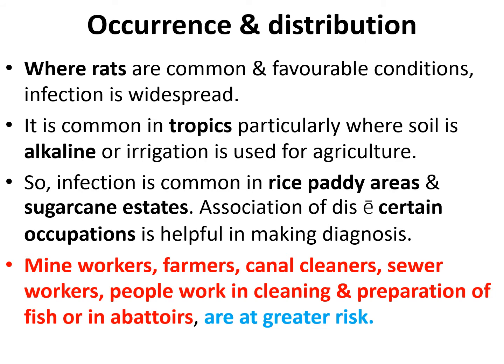Association of disease with certain occupations is helpful in making diagnosis. Mine workers, farmers, canal cleaners, sewer workers, and people who work in cleaning and preparation of fish or in abattoirs are at greater risk.